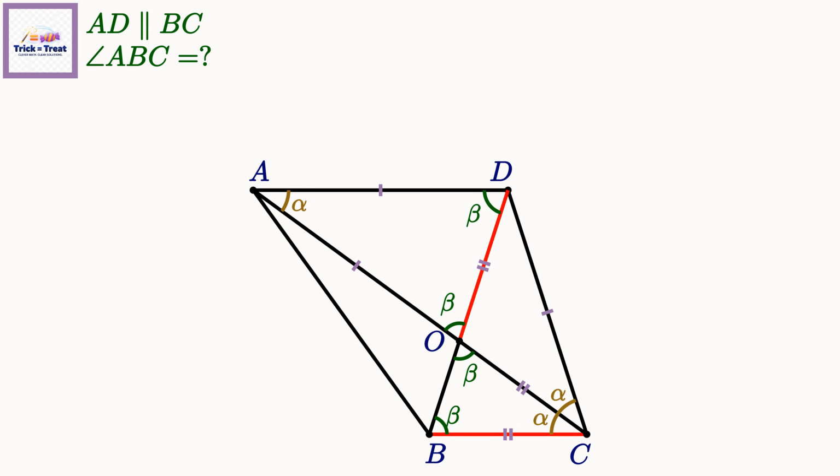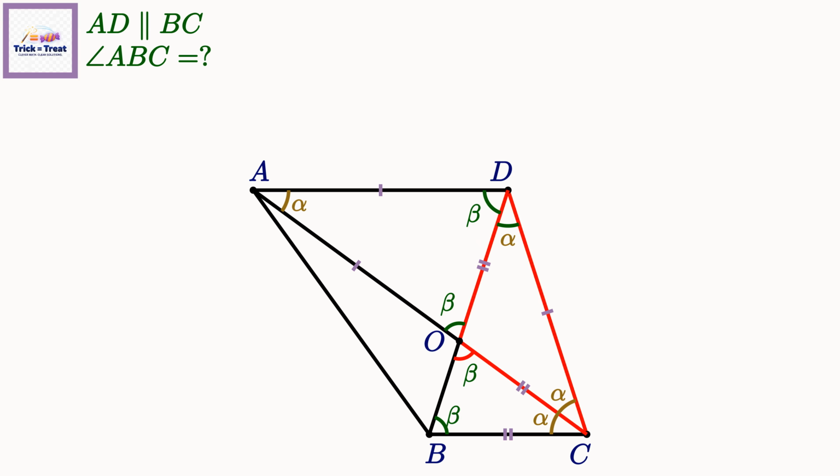Step 5. The domino effect. Since OC equals BC, and our original clues told us BC equals OD, we can easily deduce that OC equals OD, and thus angle ODC equals angle OCD equals alpha. We are literally connecting the dots.